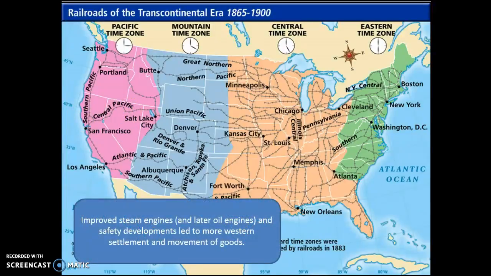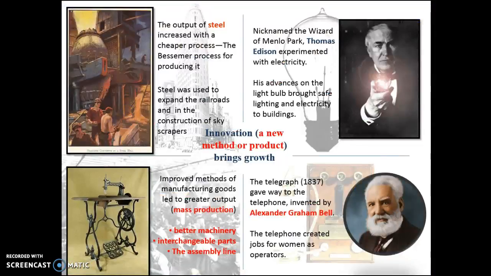Improved steam engines and later oil engines and safety developments led to more Western settlement and movement of goods. You're going to have innovation, which is a new method of product that brings growth. So you're going to have different inventions. So let's look at steel. The output of steel increased with a cheaper process called the Bessemer process for producing it. Steel was used to expand the railroads and in the construction of skyscrapers.